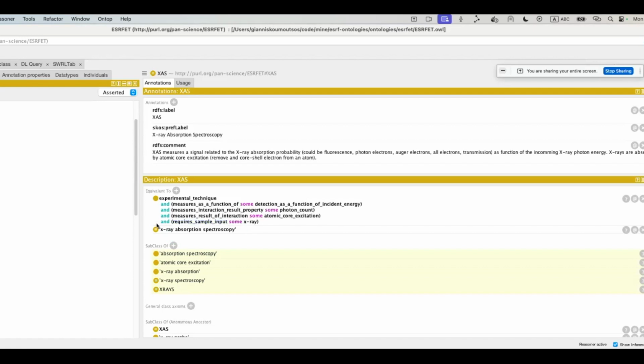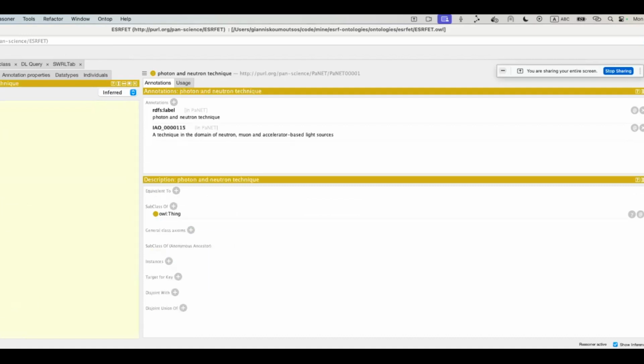You can also see here that we connected to Panet. This term comes from another ontology, which is the photon and neutron ontology, that has a lot more techniques because it's not for the ESRF only. And you can see here that our approach was to create a flat list of techniques, like having an Excel sheet. But when we unleash the reasoner and go to the inferred view, what the reasoner thinks about our structure, you can see here that there is a structure that the reasoner knows about and that the machines are able to understand. So all these techniques here that you don't see in a tree, they are not yet defined. So there is no definition yet.